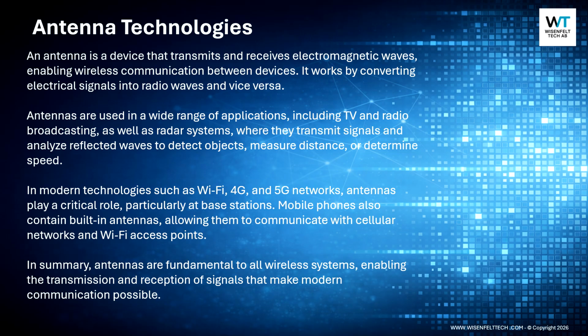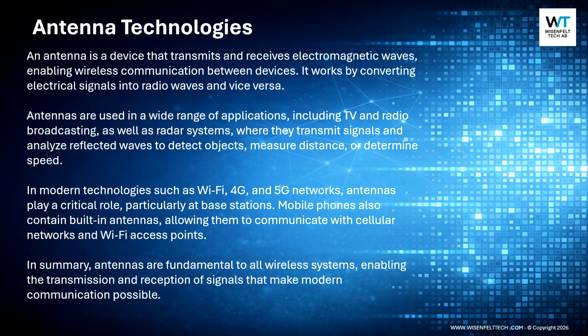An antenna is a device that transmits and receives electromagnetic waves, enabling wireless communication between devices. It works by converting electrical signals into radio waves and vice versa. Antennas are used in a wide range of applications, including TV and radio broadcasting, as well as radar systems, where they transmit signals and analyze reflected waves to detect objects, measure distance, or determine speed.